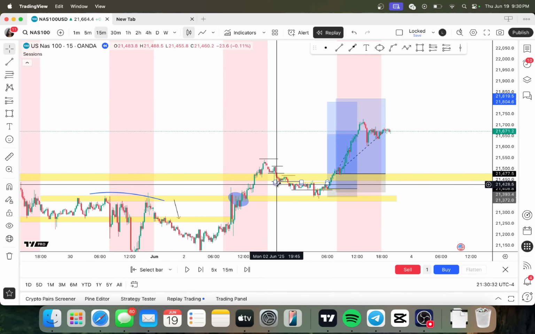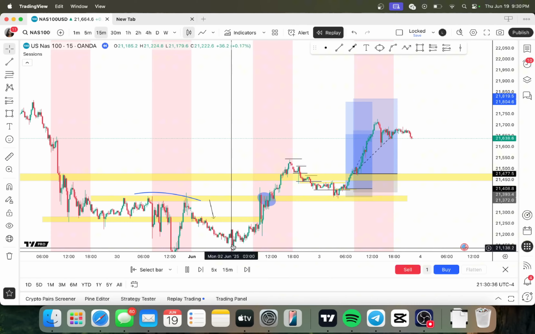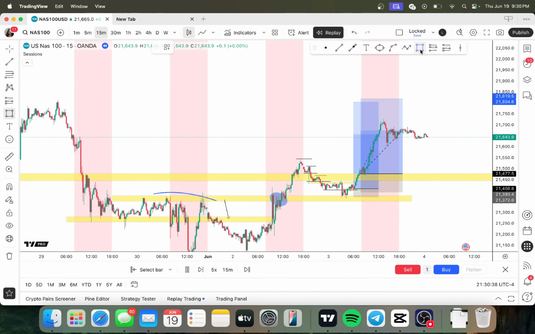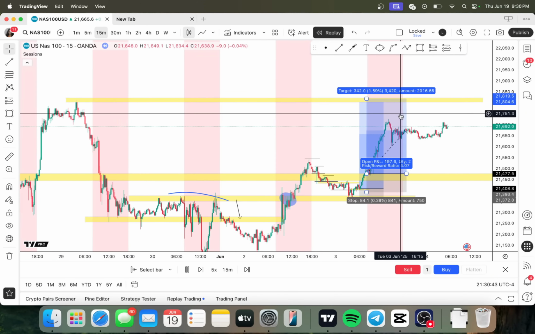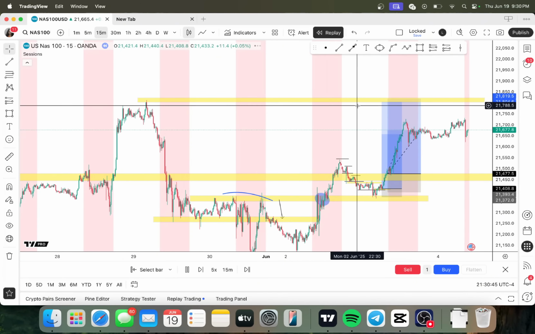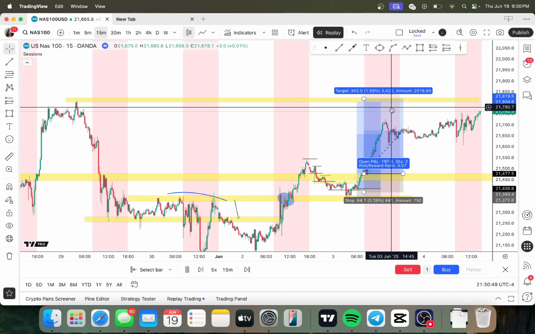Oops. Yeah, it can just play through. It's okay if it plays through. But yeah, so overall, we're just looking for price to target these highs, and we're looking for that move itself. And as we can see, we get there.